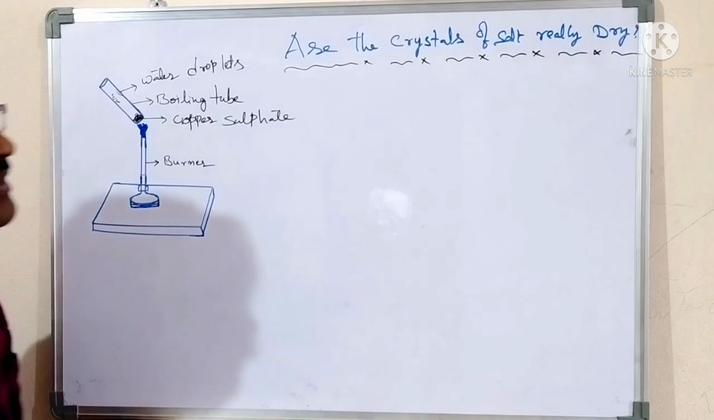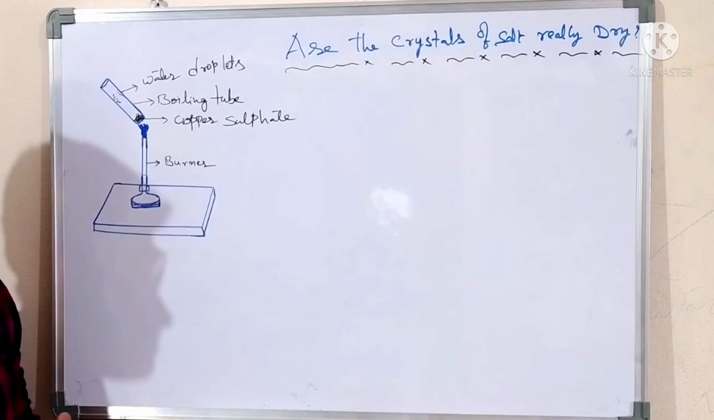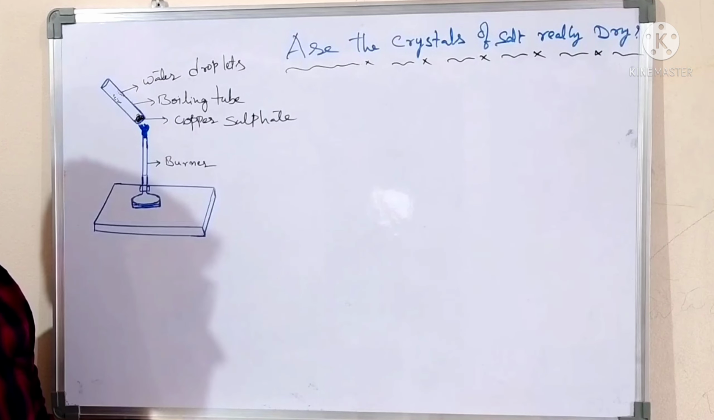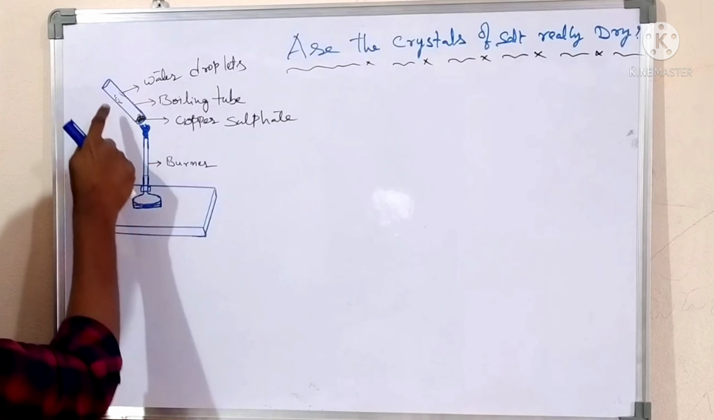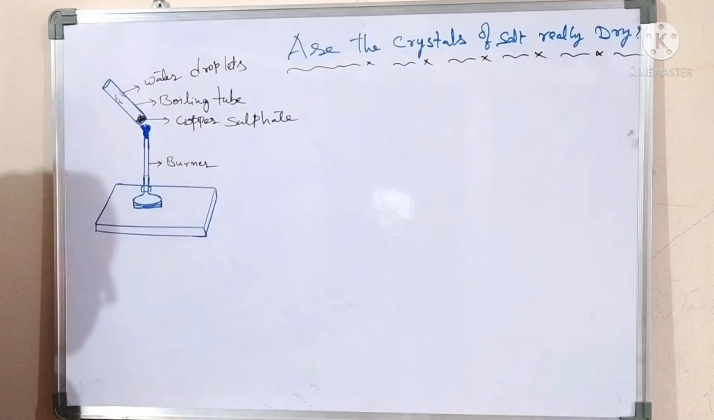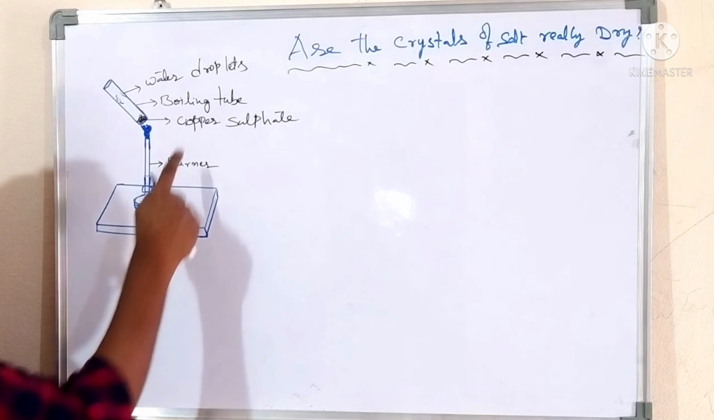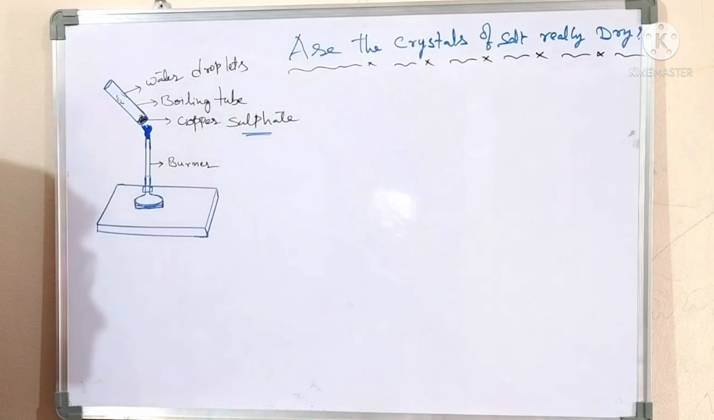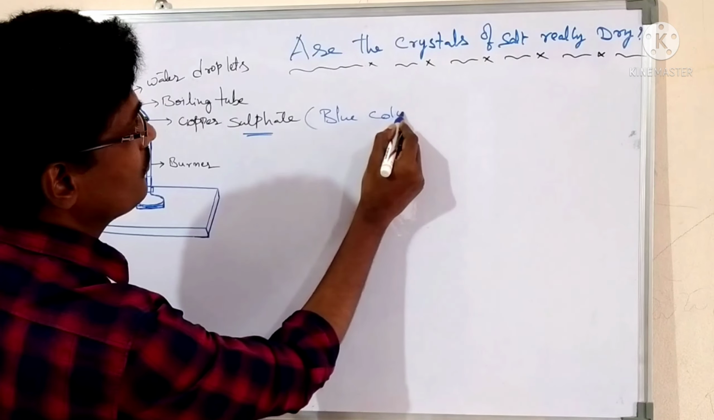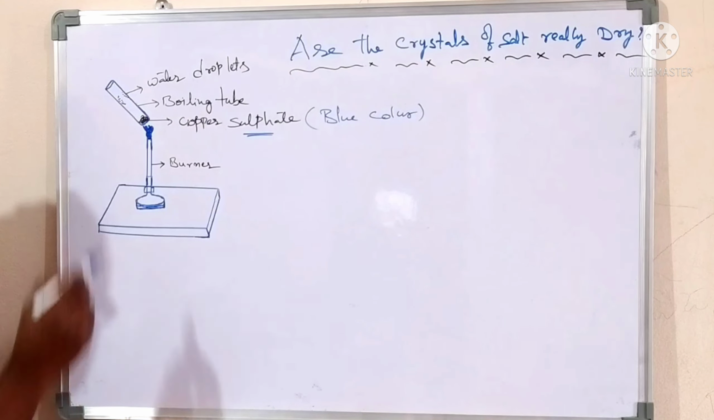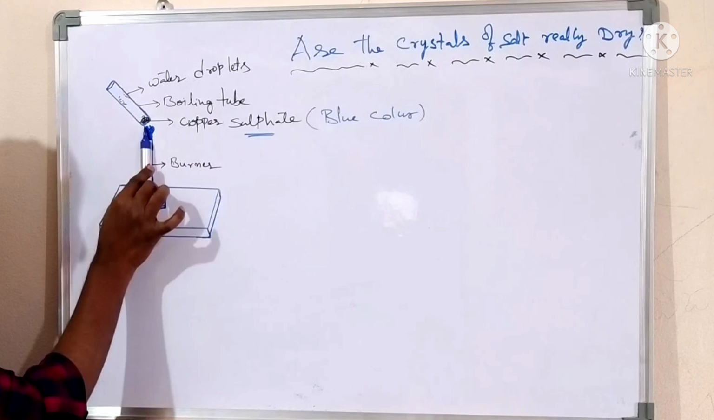Are the crystals of salt really dry? Are the crystal salts really dry or wet? That we have to know. Let us do an experiment. Here we have to take one boiling tube and one burner. In the boiling tube, we have to take copper sulfate, which is blue in color. Take the copper sulfate in the boiling tube and heat it.